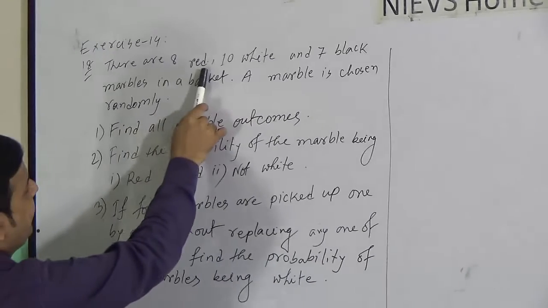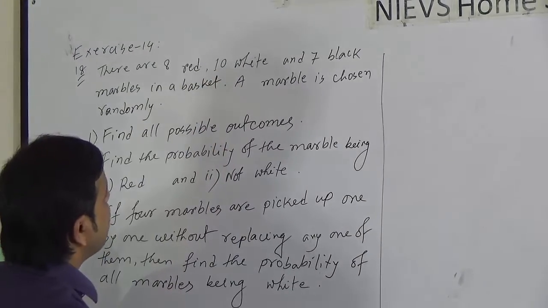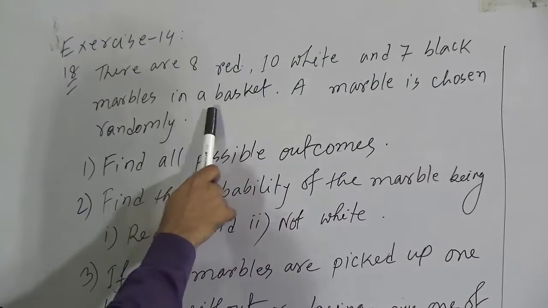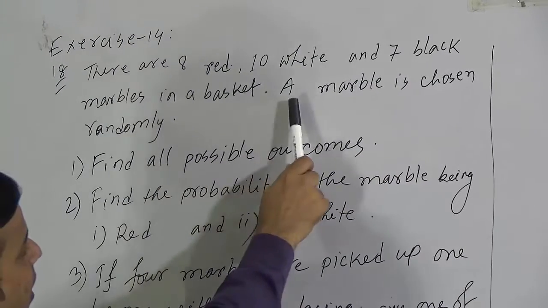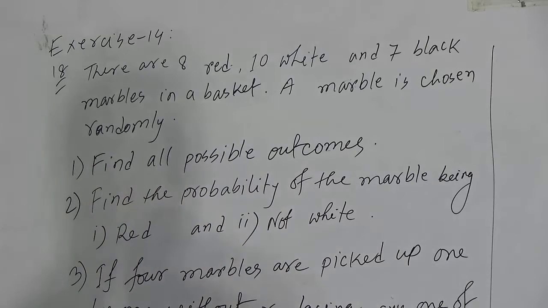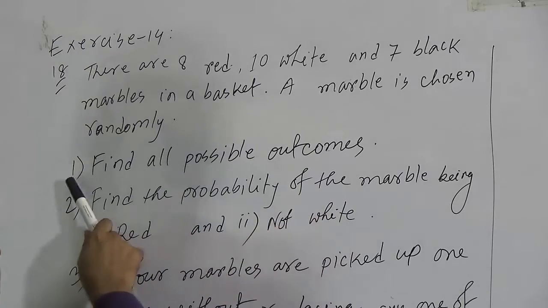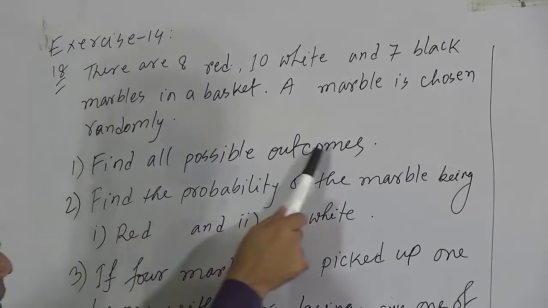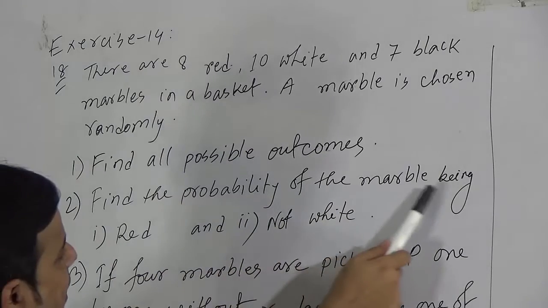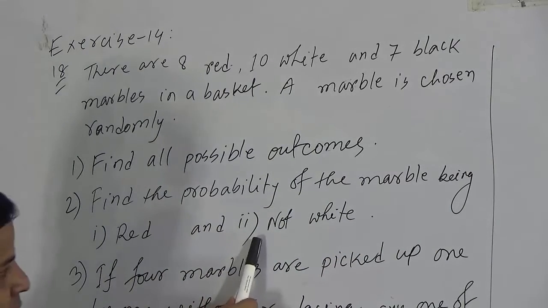There are 8 red, 10 white and 7 black marbles in a basket. A marble is chosen randomly. First question, find all possible outcomes. Second question, find the probability of the marble being, first one red and second one not white.